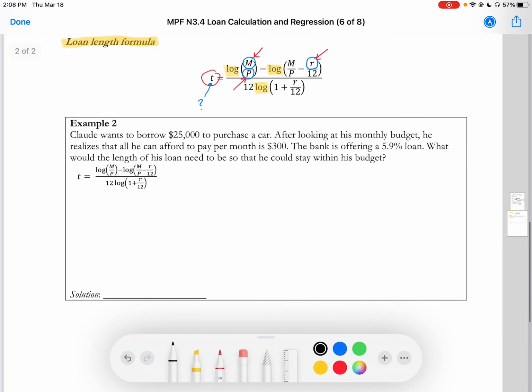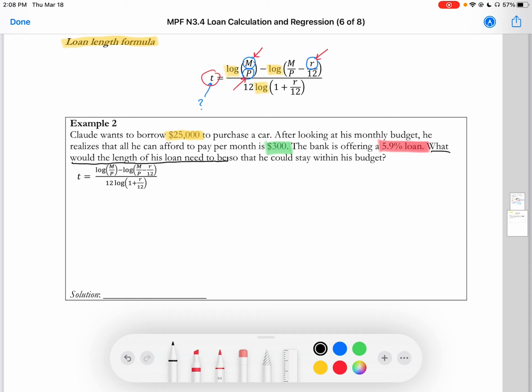So let's do this one example. Claude wants to borrow $25,000, so he knows he needs that much to buy a car. He's looking at his monthly budget, and he knows that all he can afford to pay is $300 a month on his car payment. The bank is offering a 5.9% loan. What would the length of his loan need to be so he could stay within his budget?